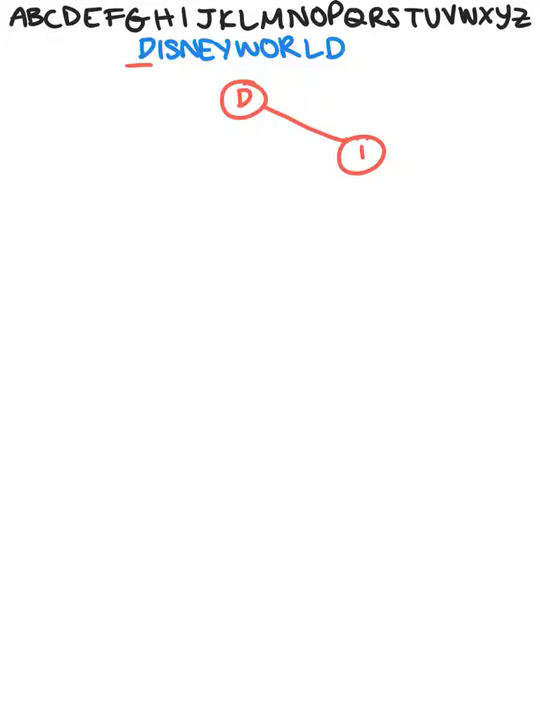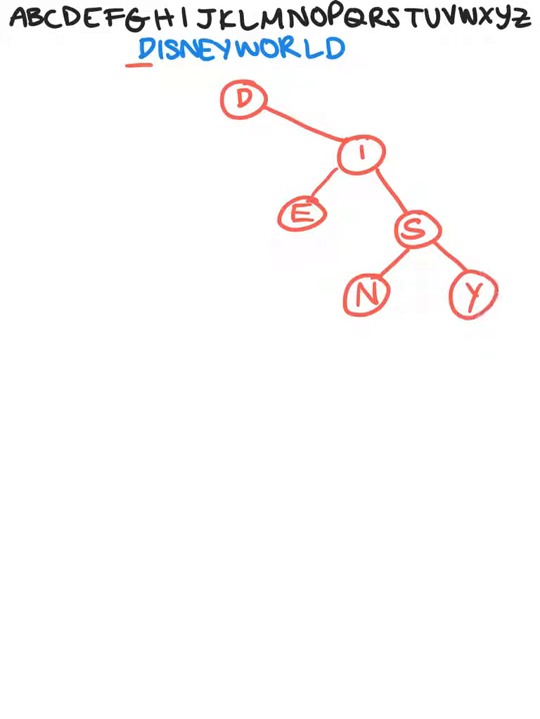Next comes I, which is greater than D, so to the right of D. Then comes S, which is also greater than D and also greater than I, so to the right of I. Then comes N, which is greater than D, greater than I, but less than S, so to the left of S. After that is E, which is greater than D, but less than I, so to the left of I. Then comes Y, which is greater than D, greater than I, and greater than S, so to the right of S. Then comes W, which is greater than D, greater than I, greater than S, but less than Y, so to the left of Y.